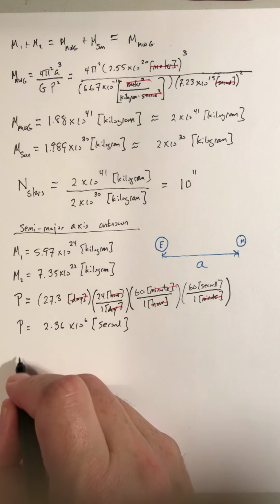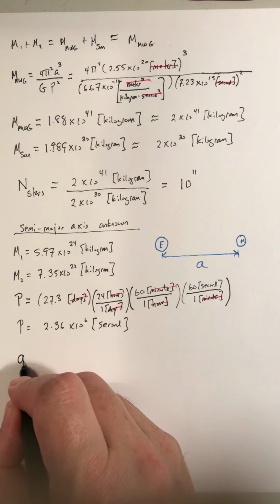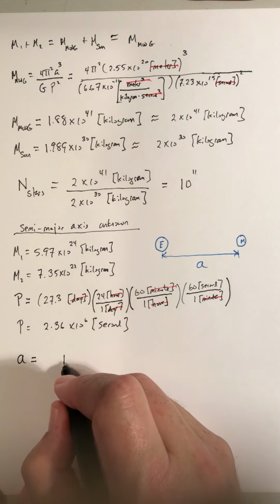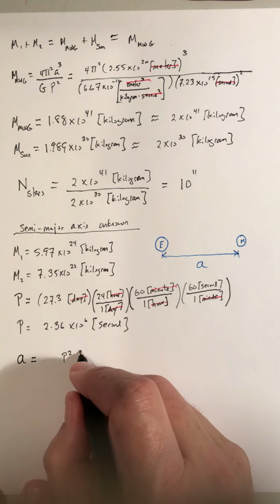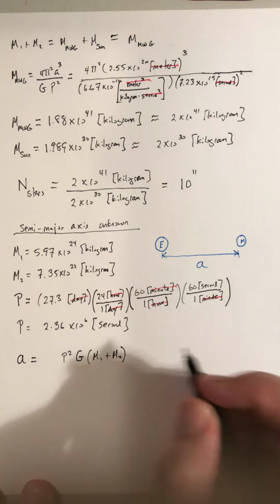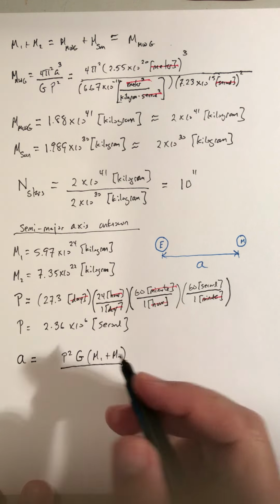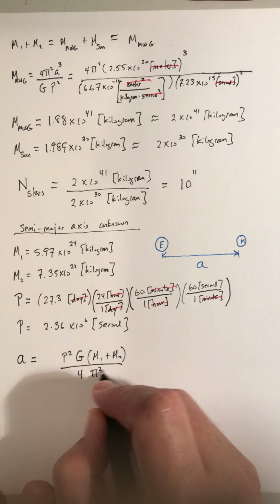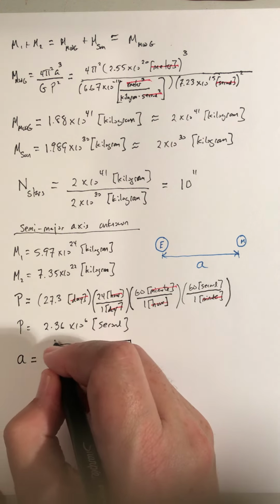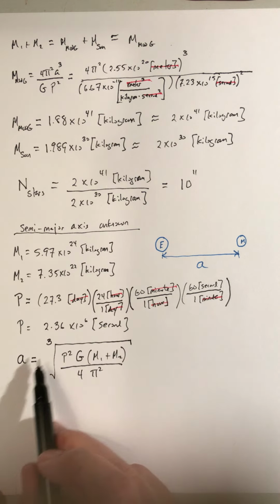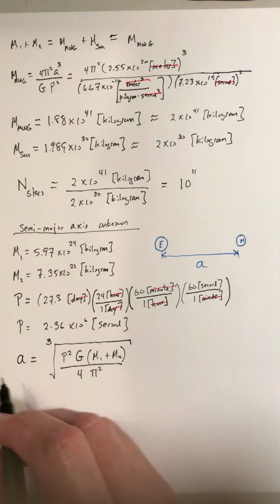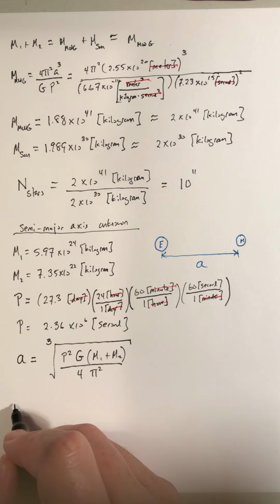All right. For an unknown semi-major axis, we're going to have a cube root. I have a period squared, universal constant of gravitation, sum of the two masses over 4 pi squared. And since Kepler's third law has the semi-major axis cubed, when I solve for the semi-major axis, I have a cube root. I put everything in for that.